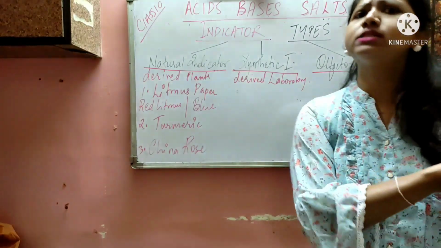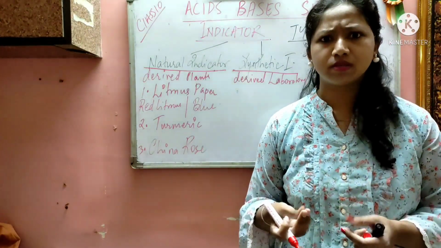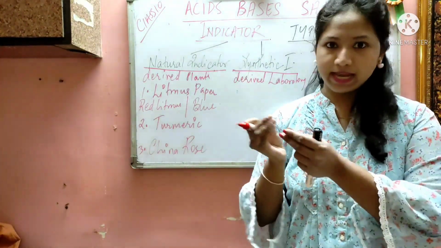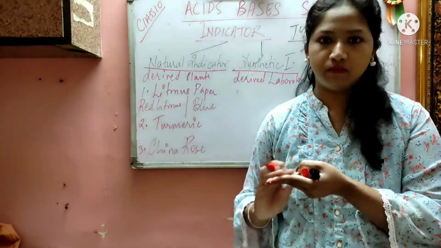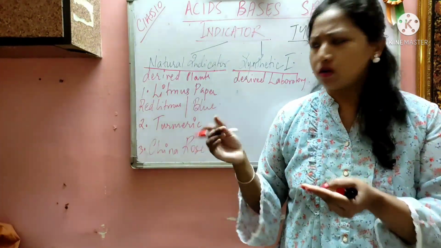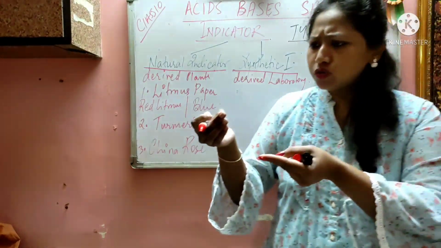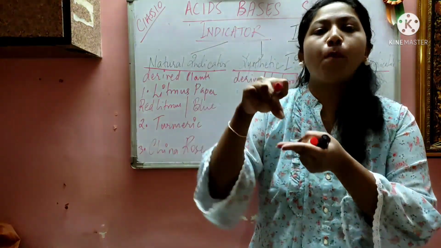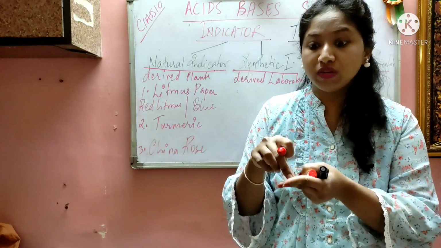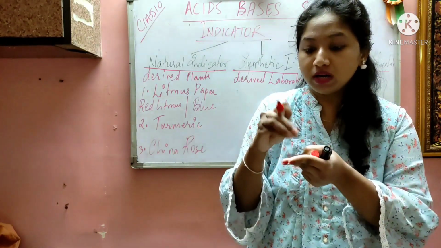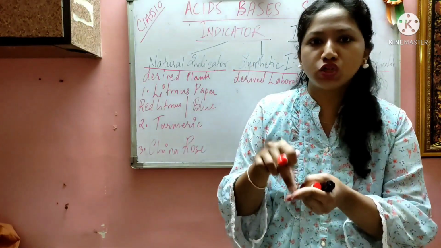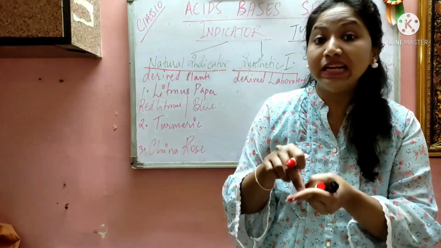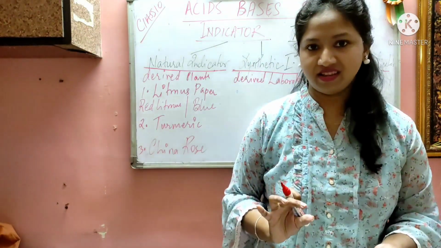Turmeric indicator, the turmeric which you get in your house. What you do is take that turmeric and put it onto some paper, and then you drop, for example, soap onto it. The spot on which you have added the soap will turn red in color.